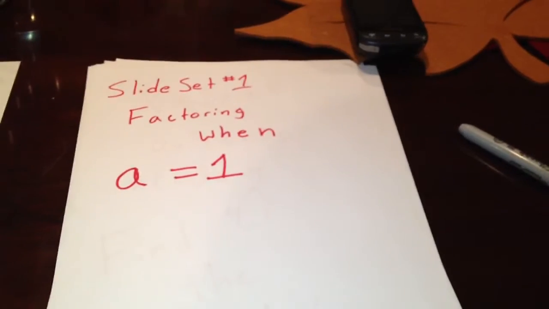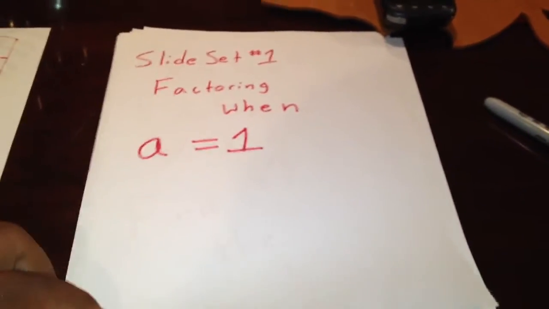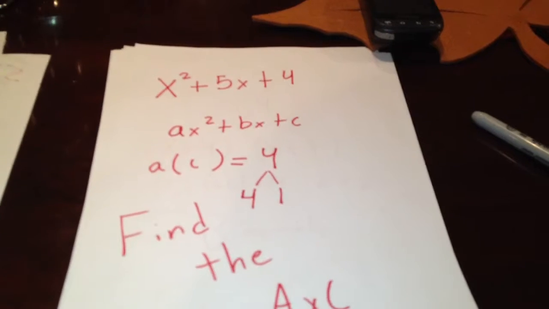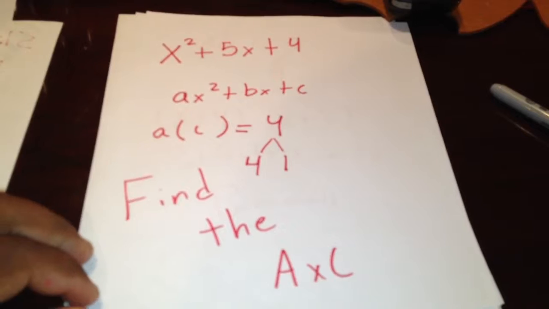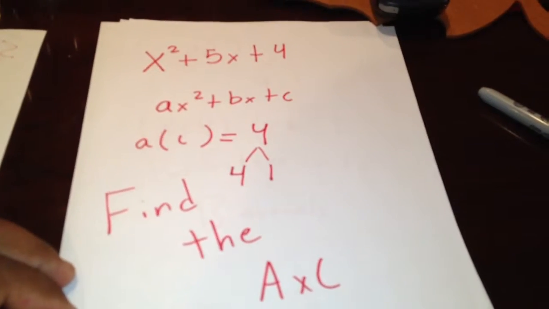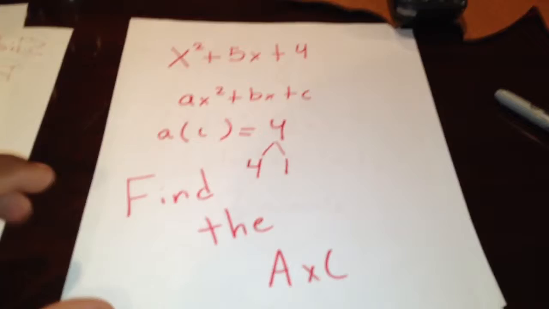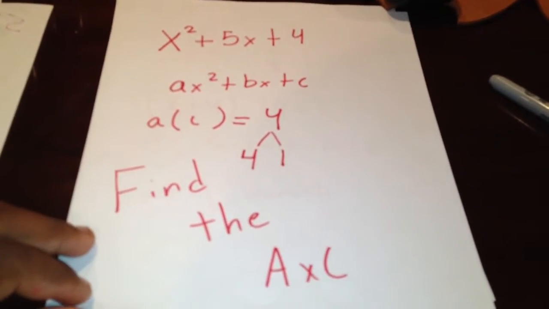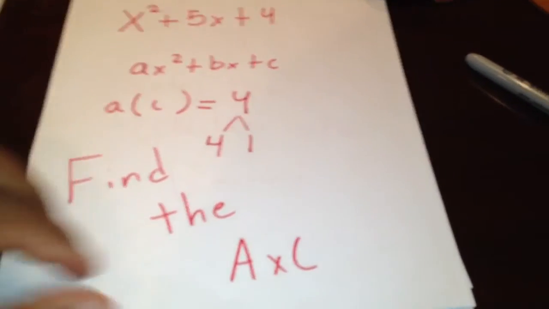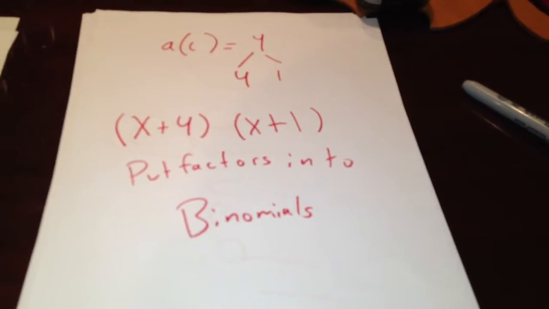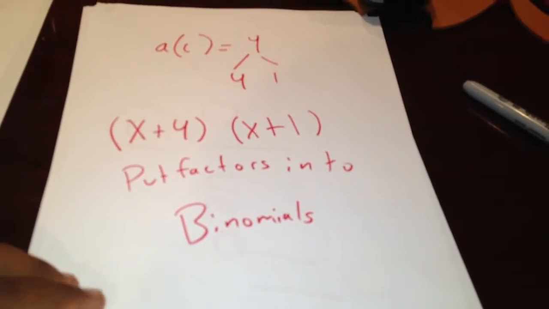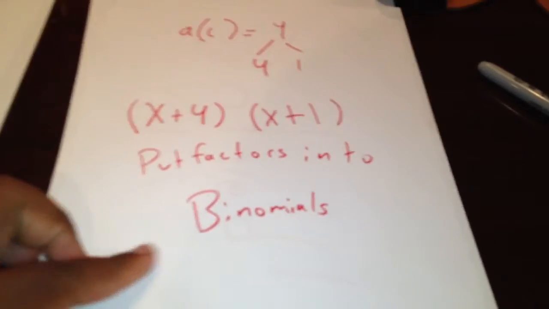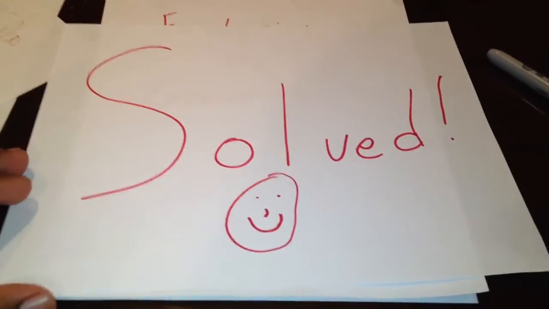For my first slide set, I'm going to do factoring when a equals 1. For this, I'm going to use the problem x squared plus 5x plus 4, using ax squared plus bx plus c. The first step, you must find the a times c, which equals 4. And you must use the factors of 4 that equal b to input the factors into binomials. Now your problem is solved.